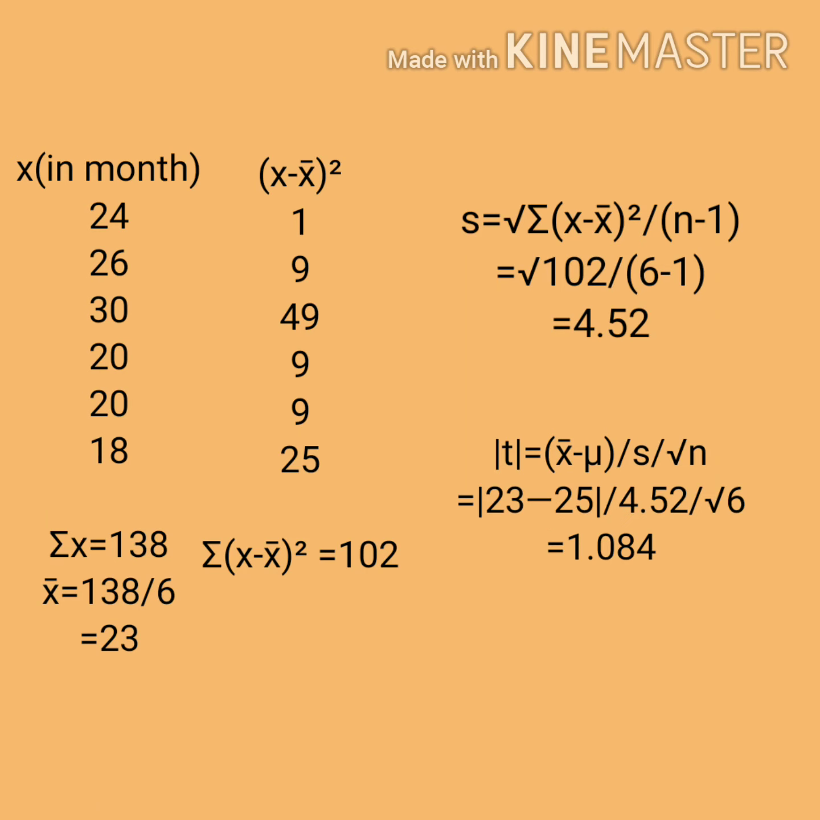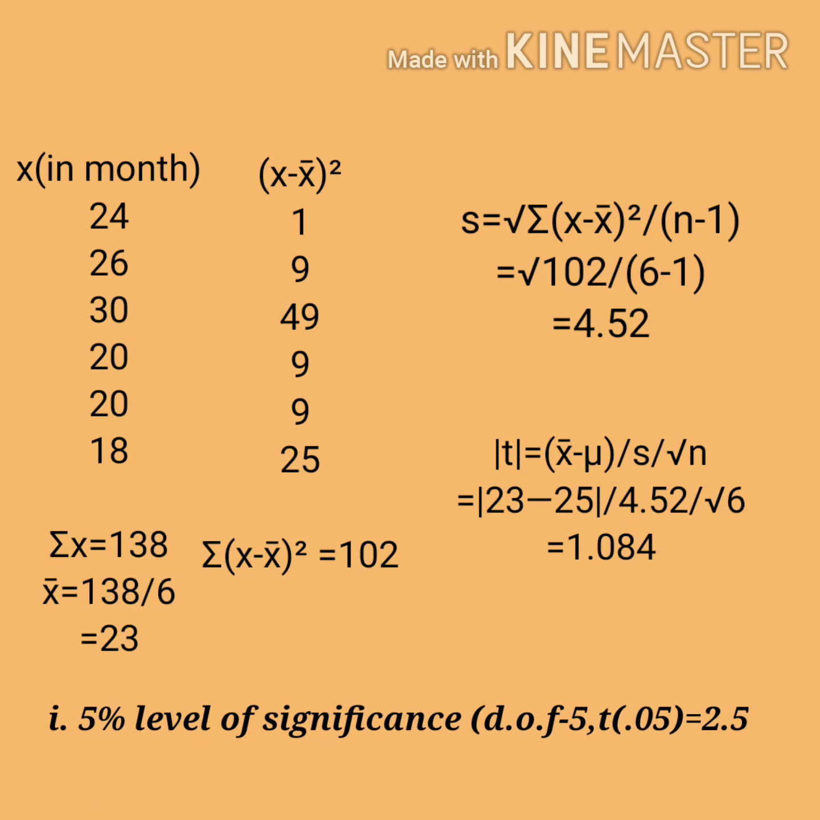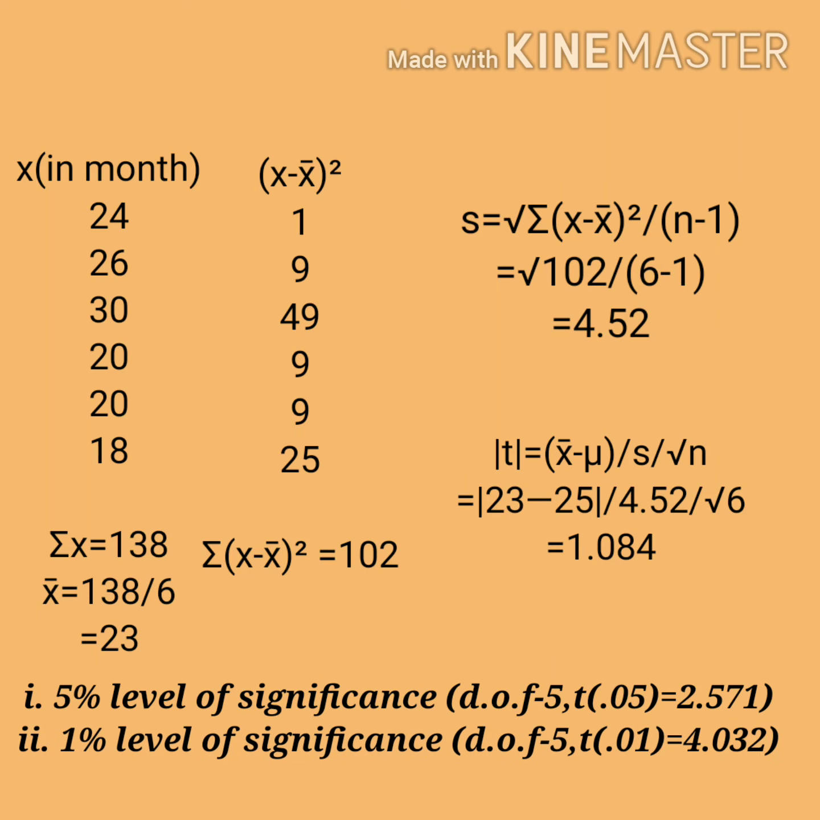Now you will have to judge whether the manufacturer's claim is valid or not at the 5% level of significance and at the 1% level of significance, where the degrees of freedom is n minus 1, that is 6 minus 1 equal to 5. In that math it is given that at the 5% level of significance the value of t is 2.571 when the degrees of freedom is 5, and that 2.571 is actually the tabulated t value, but our calculated value of t was 1.084.